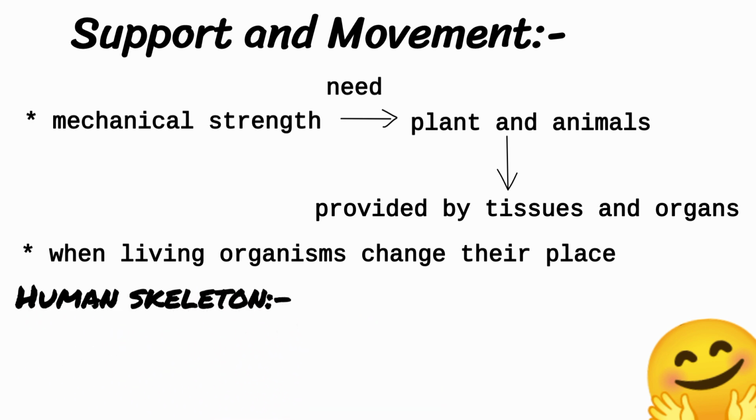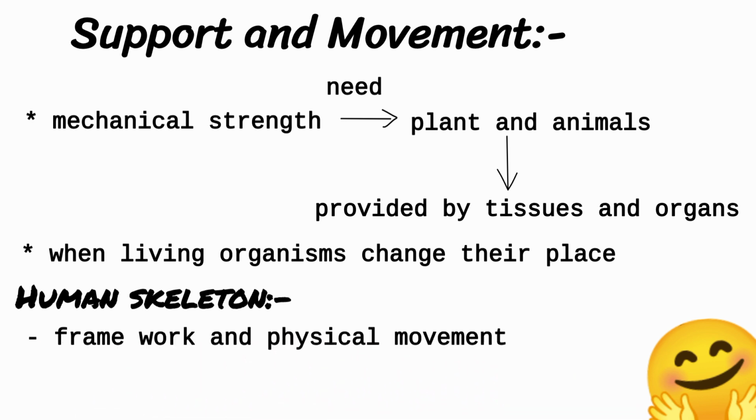Human skeleton. So what is skeleton? Skeleton is the framework of the body that is involved in physical movement. The human skeleton is made up of bones and cartilage.